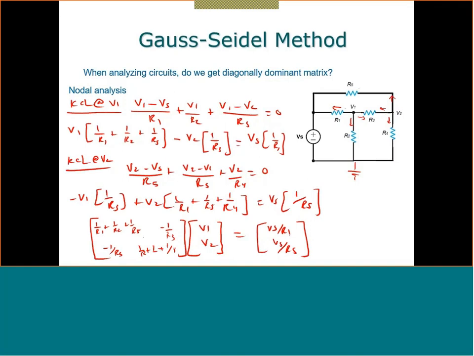Okay. Now what we noticed here, these are the diagonal elements. Because the diagonal elements here, this is where we apply the node. It is the summation of everything connected to that specific node. So always you will have this higher than the other elements. So if you use nodal analysis, it is guaranteed that you will have a diagonally dominant matrix. So if I use nodal, I don't need to check this.